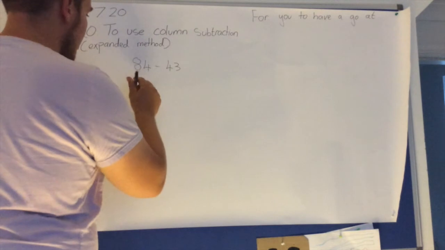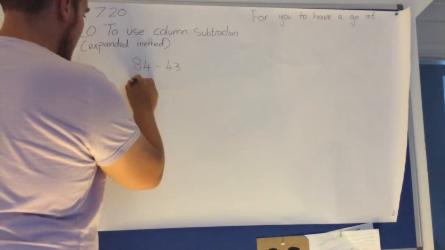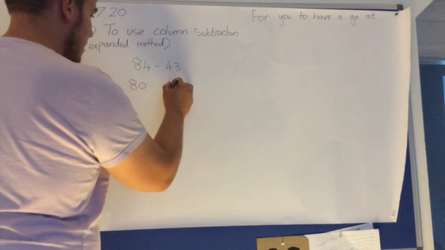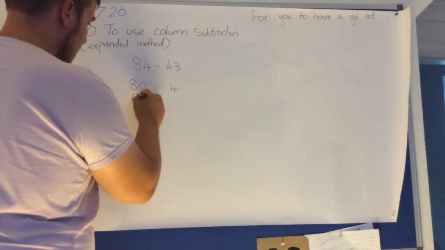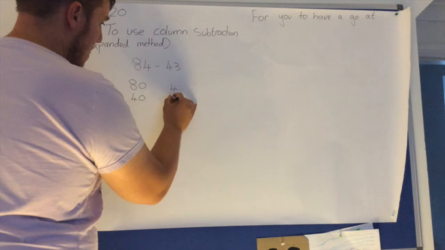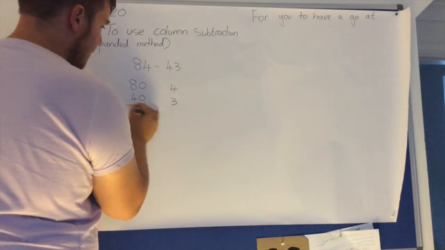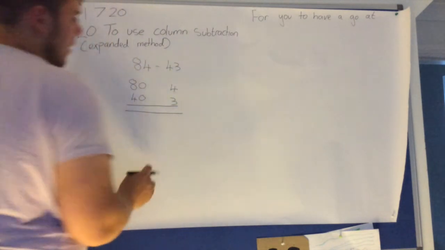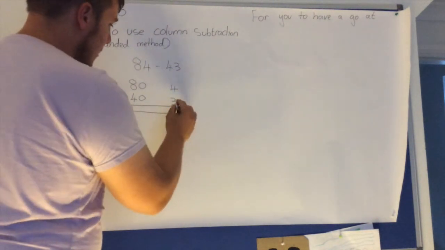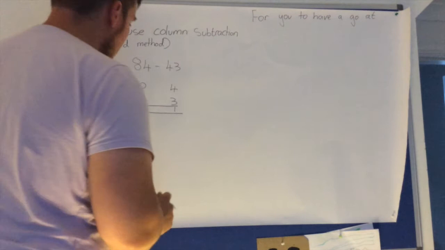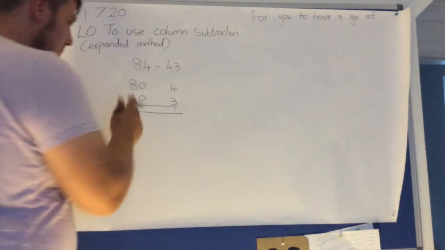their different components. So I'm going to do 84, so I'll do 80 and 4. And then I'm going to do 40 and 3. Okay, start off with my units, because I always start off with my units. 4 take away 3 gives me 1. 80 take away 40 gives me 40.